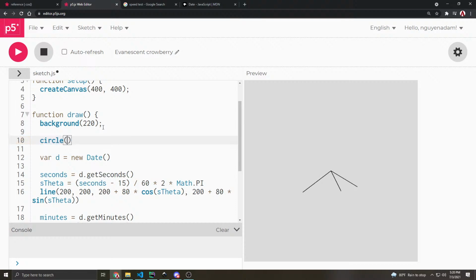We can also draw a circle. I think we do the center for the circle, and then we give it either a radius or diameter. I think maybe radius, right? It's diameter. Of course, it's diameter. Why would it not be diameter? Okay. Well, look at that. Nice. It's a little clocky.